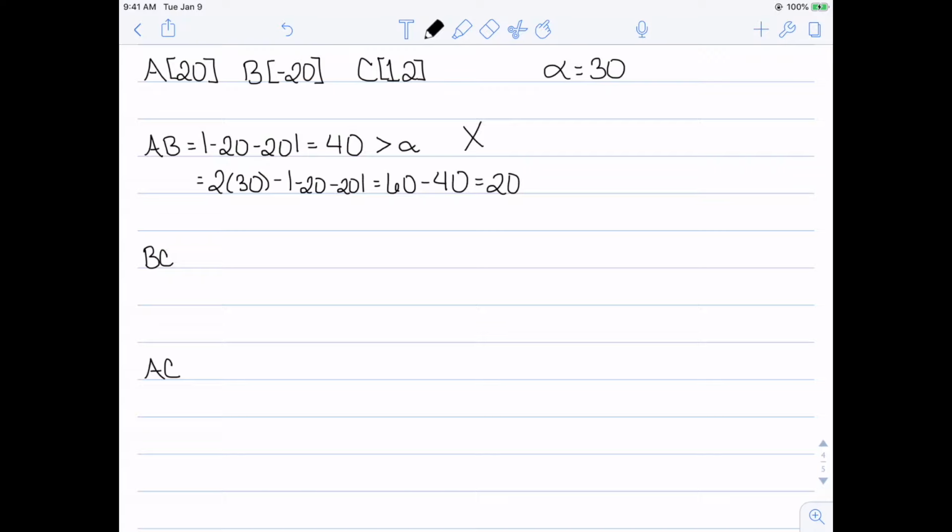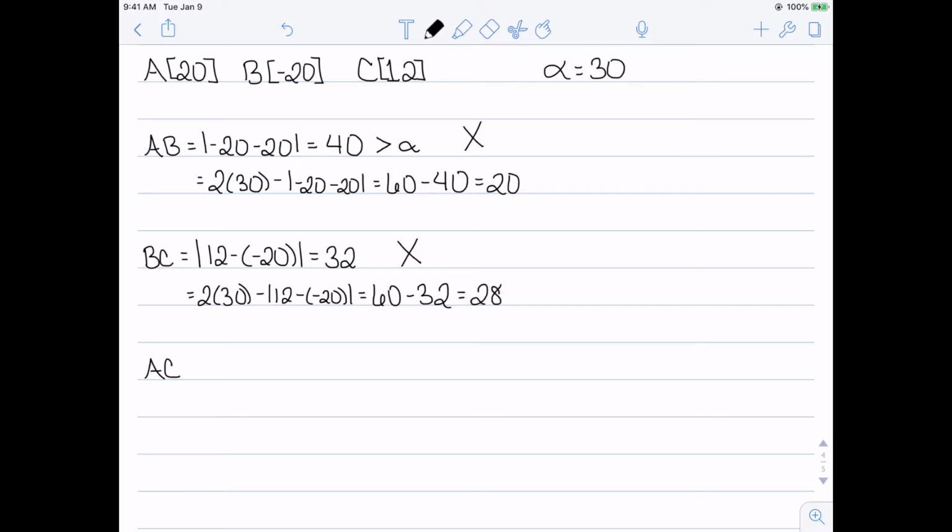Now let's look at B and C. We start by taking the absolute value of their subtraction, so absolute value of 12 minus negative 20, which is 32, which is too big. So we need to use our other method. 2 times alpha, which is 30, minus this absolute value of 12 minus negative 20. That gives us 60 minus 32, or 28. So the distance between B and C is 28.